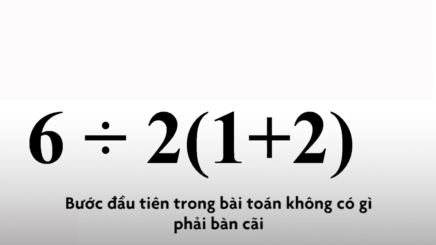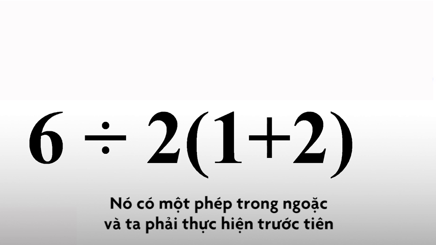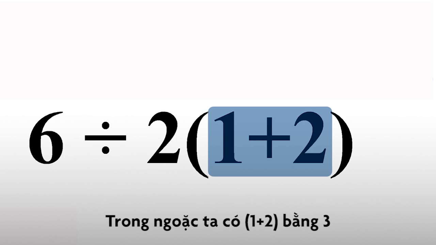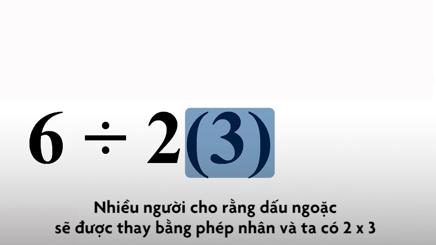The first step of the problem has no controversy. This expression contains a parenthetical expression which must be evaluated first. 1 plus 2 is inside the parentheses, so we'll evaluate 1 plus 2 to get 3. Now the question is what to do next. Parentheses 3 will be converted into 2 times 3.